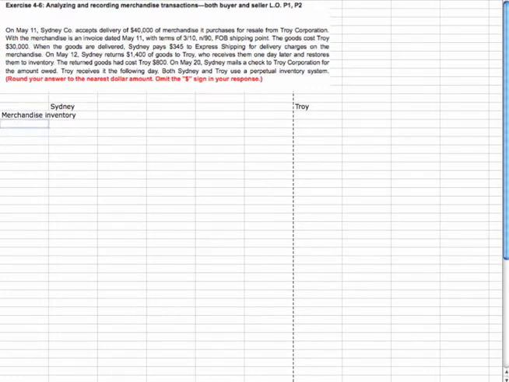which is an asset, remember? So assets go up with debits. So we're going to debit merchandise inventory for $40,000, which is the amount of the purchase, right here. Okay? But we didn't pay for it because we know it's on terms when we see the 3/10 net 90. So what we have instead is a liability called accounts payable, and we're going to increase the liability by $40,000.